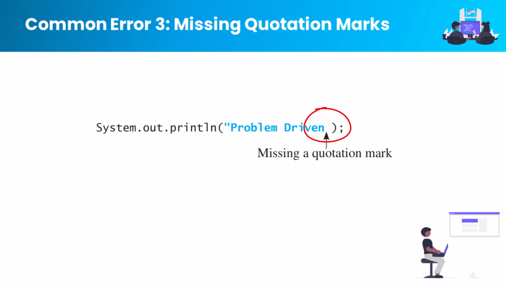A string must be placed inside quotation marks. Often a new programmer forgets to place a quotation mark at the end of a string. So you have to remember this point. You should give the double quote over here. And if you are using the IDE, then whenever you write a string, it will automatically insert a closing quotation mark for you.